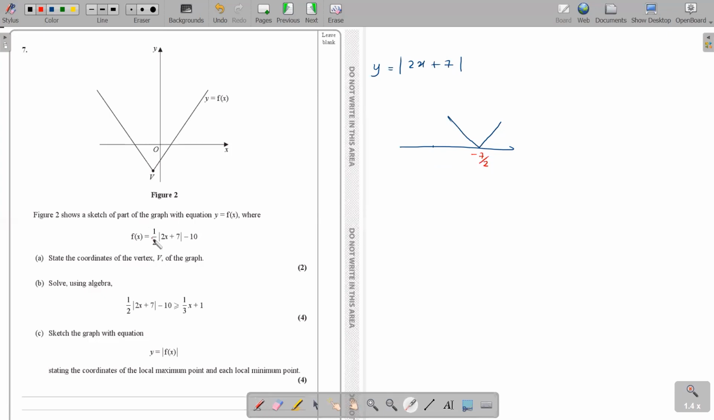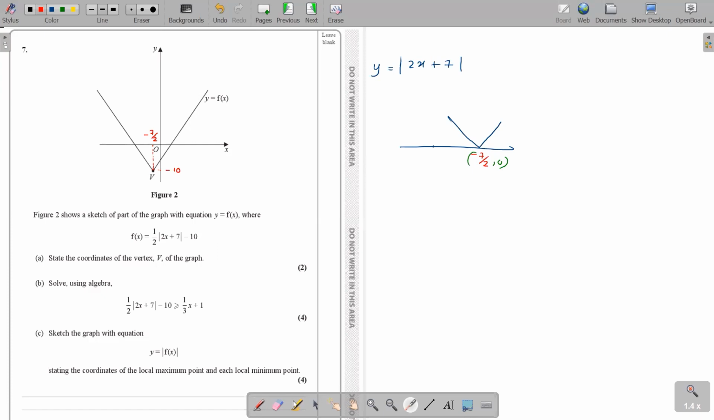And then outside you get a half here. That means you multiply the y coordinate by a half. And then the minus 10 will affect the y coordinate, so you take the entire graph down by 10 units. So what you need to realize here is that the coordinate of V is going to be minus 7 over 2 for the x coordinate, and the y coordinate is simply going to be minus 10. You can just look at the graph and get it. That's all you need to do here.